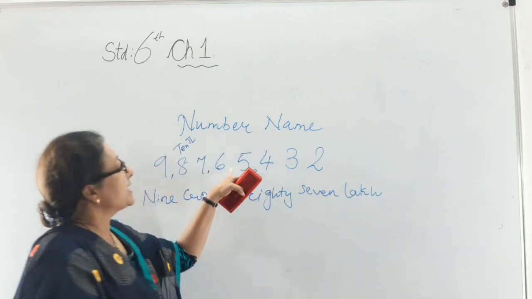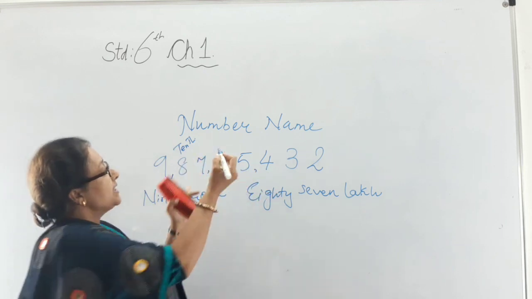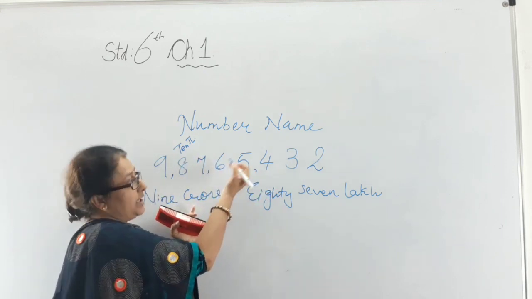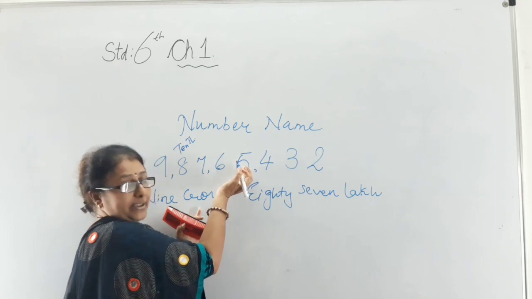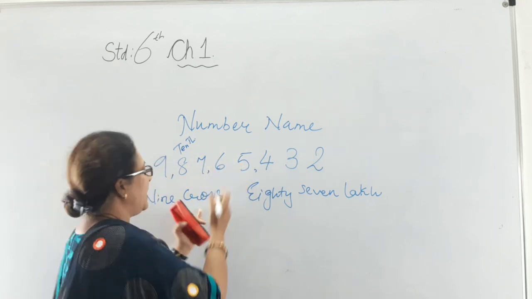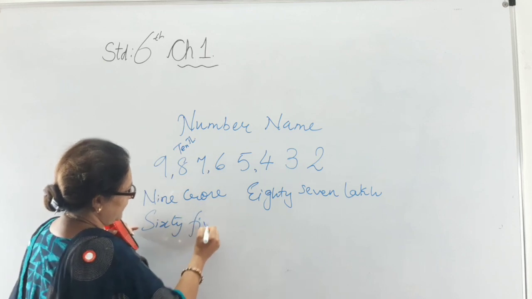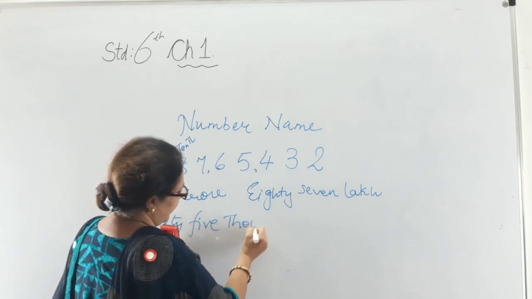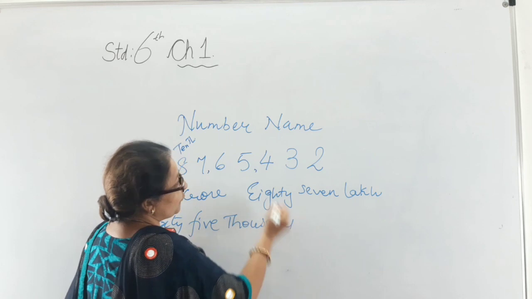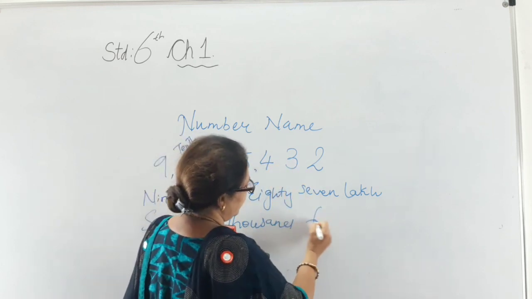87 lakh, 65,000. 6 is in the 10,000 position, and as 5 is with it, it becomes 65,000. And as usual, 432.